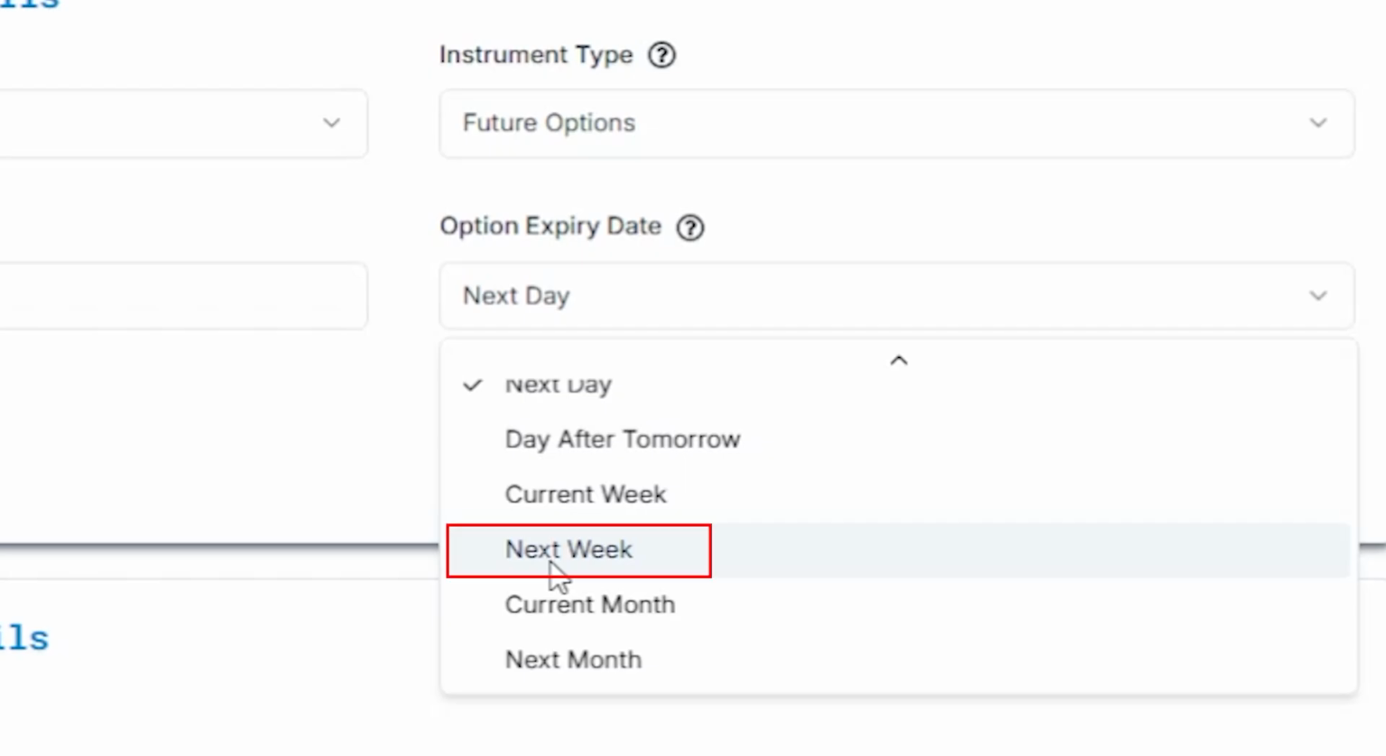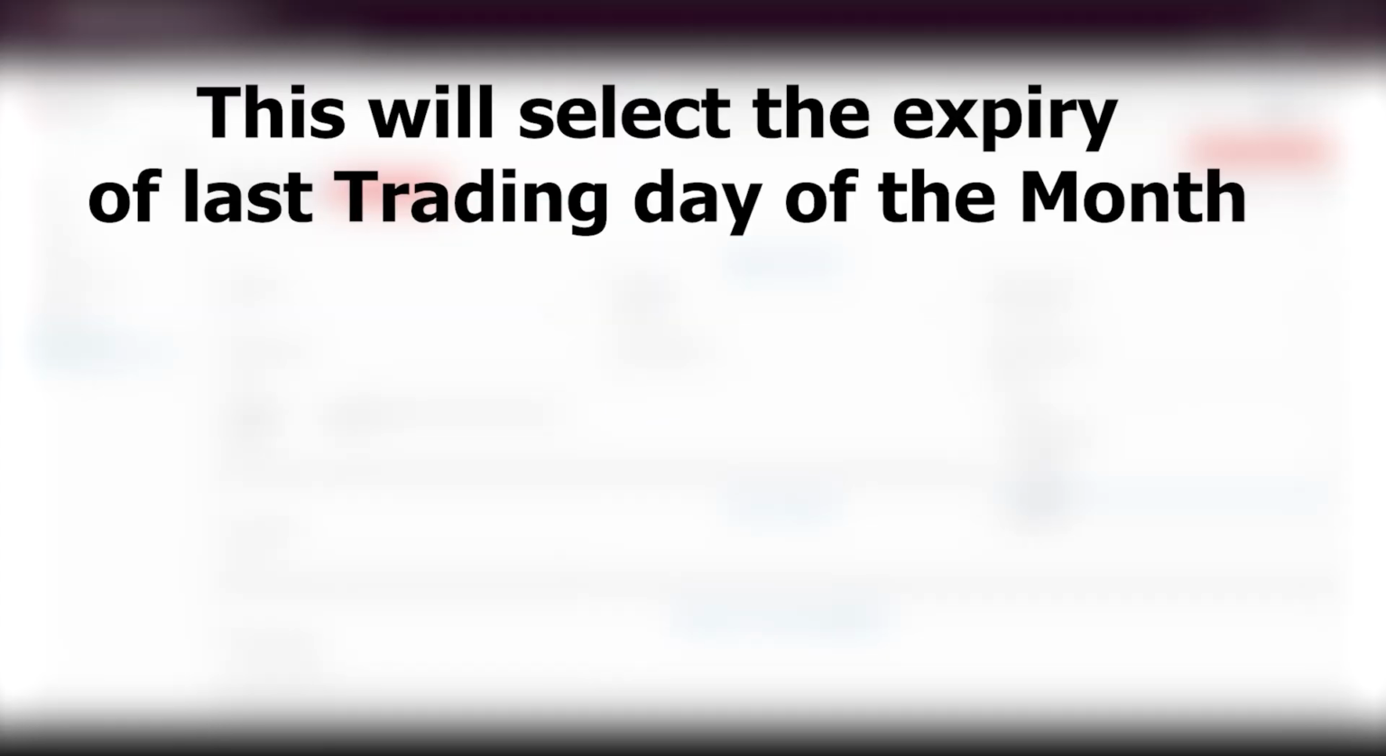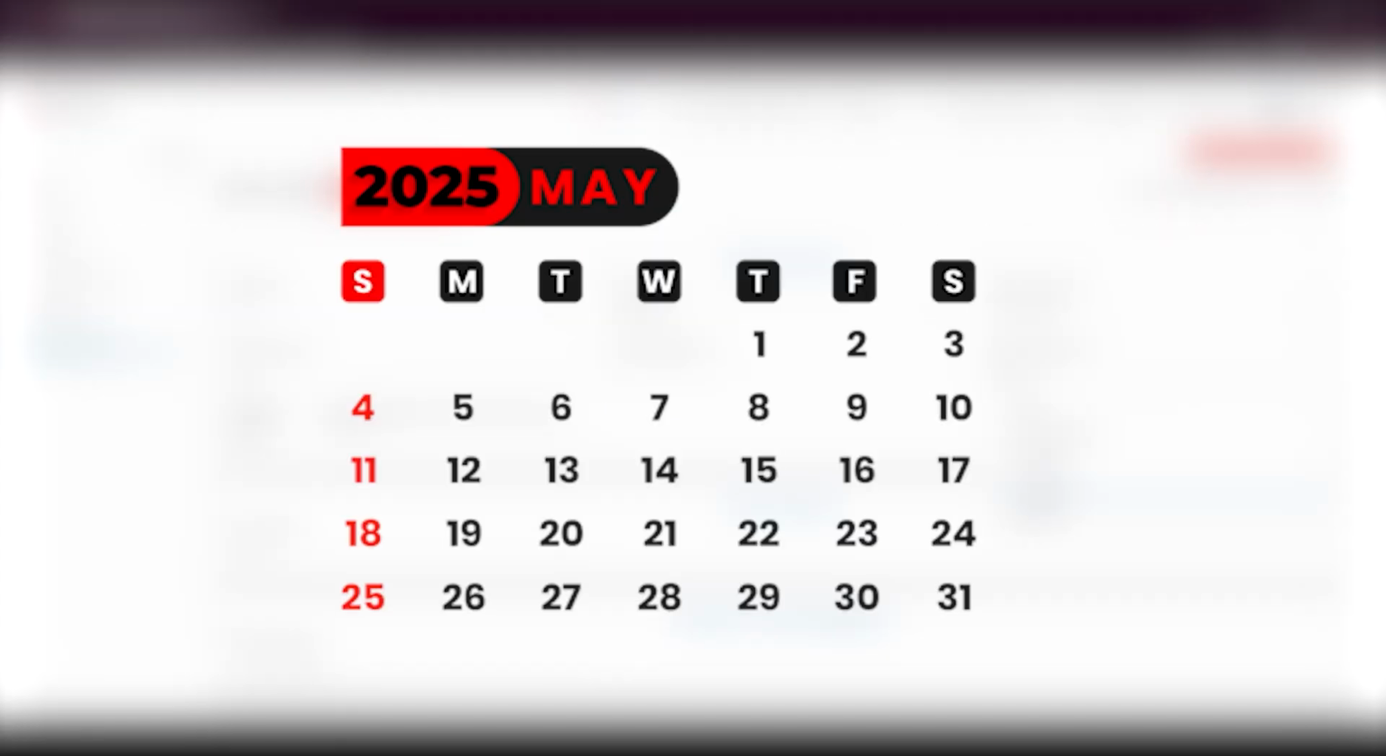Then we have the option of the current month. This will select the expiry of the last trading day of the month. So if the running month is May, then the expiry day for trade is May 30th, which is the last Friday and last trading day of this month.